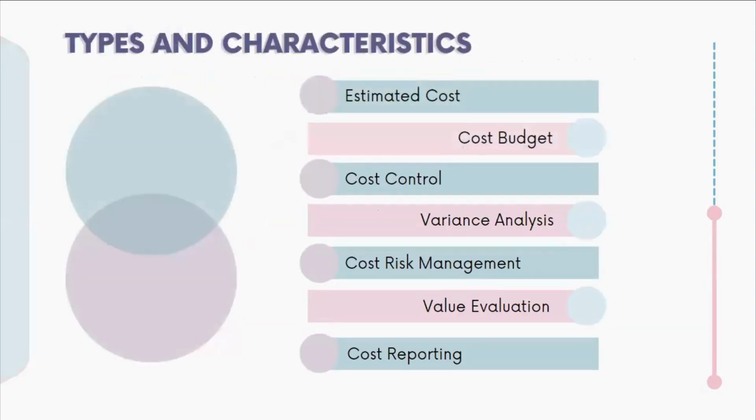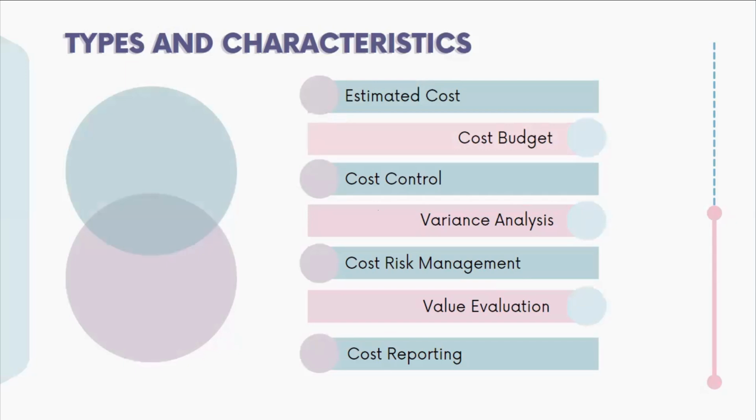Cost types and characteristics. Cost management planning involves planning, monitoring, and controlling costs in the project. Here are some types and characteristics of cost management planning. The first, estimated cost. This cost estimate can be based on previous experience, historical data, or estimates from experts. The second, cost budget. The budget provides guidance on how much fund will be allocated to each element of the project cost. The third, cost control.